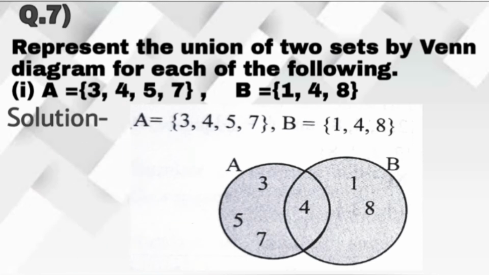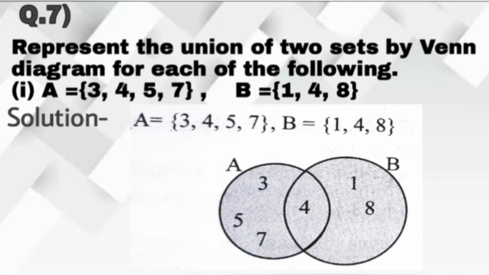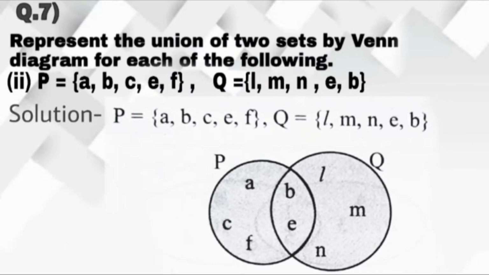Next, we will name the circle as set A and the other circle as set B, and then we will fill the elements in both the figures. So in A: 3, 5, 7, in B: 1, 8, and in the middle part where they are intersecting, let's write there 4, because it is the common element in both the sets. So this is our Venn diagram for the first one. Similarly we will do for the second one also.